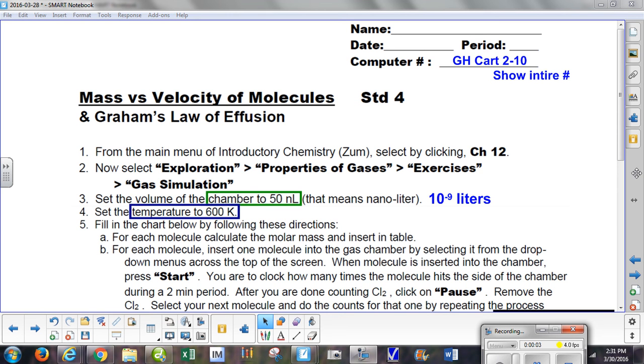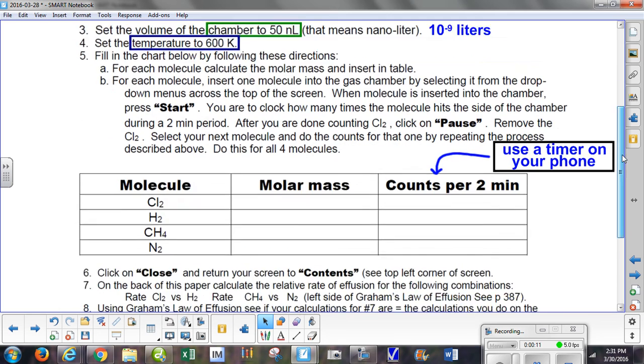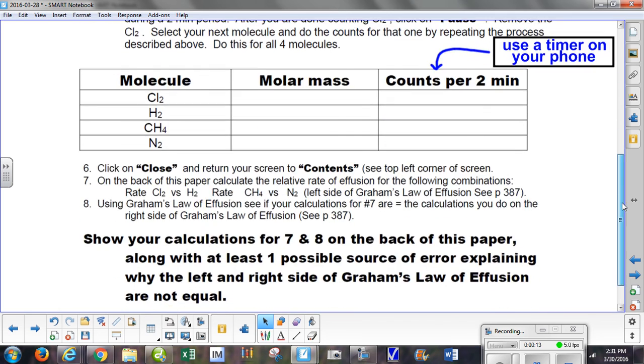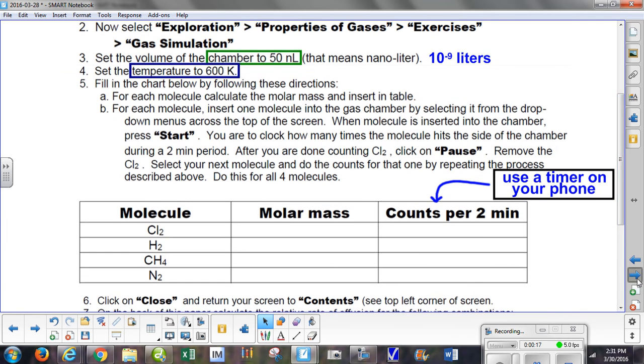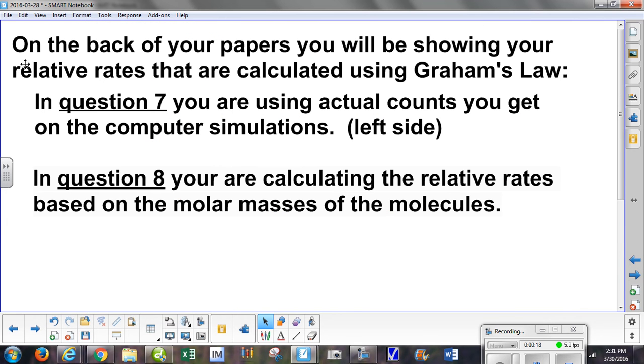In class today, you did a lab called Mass versus Velocity of Molecules. And you used this lab sheet right here to collect your data and to tell you exactly how to do everything. When we go on, what your job is tonight is on the back of your paper, you're going to be showing the relative rates that are calculated using Graham's law.